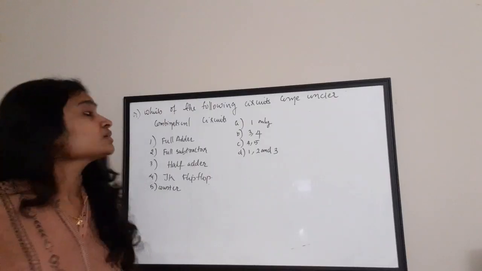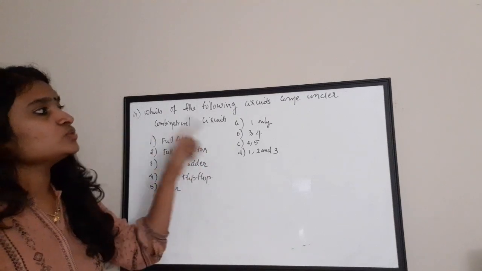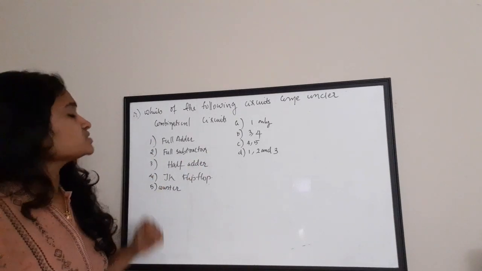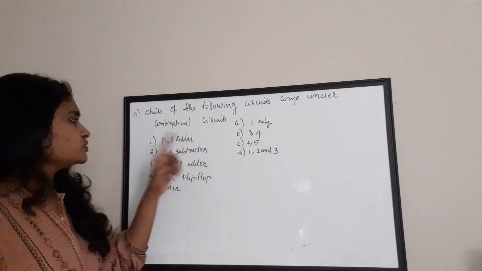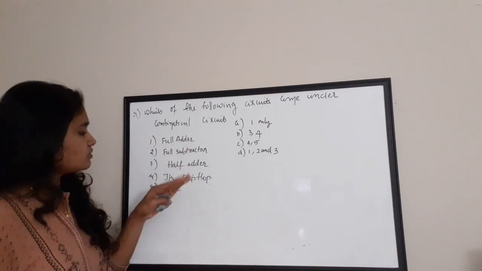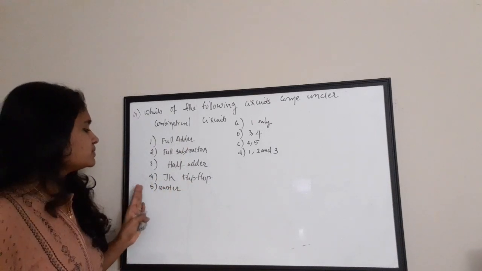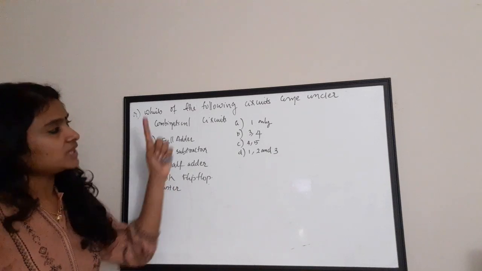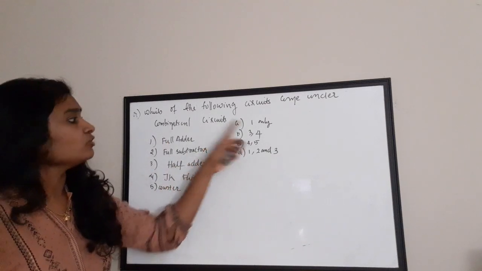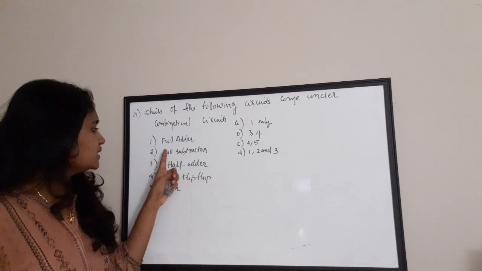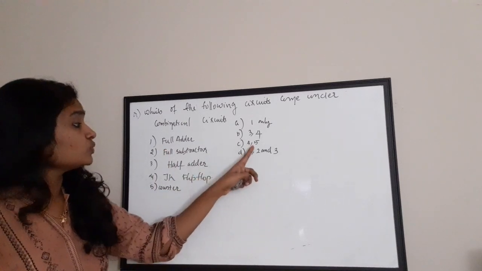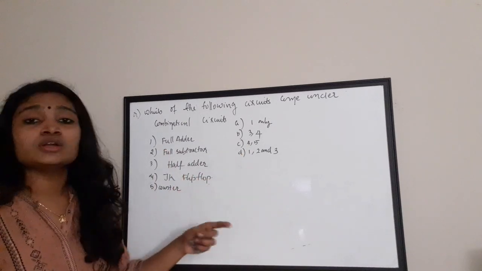The next question is, which of the following circuits come under combinational circuits? 1. Full adder, 2. Full subtractor, 3. Half adder, 4. JK flip-flop, 5. Counter. So the options are option A, 1 only; option B, 3 and 4; option C, 4 and 5; option D, 1, 2 and 3.